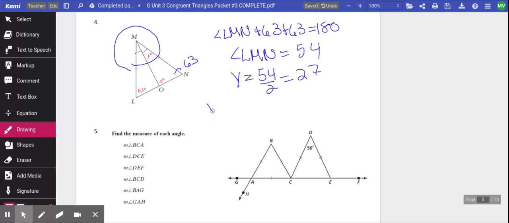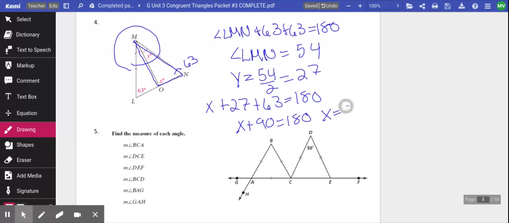Then for angle X, that's X plus 27 plus 63 equals 180, because this makes a smaller triangle. So that's X plus 90 equals 180. So X equals 90. Now there is a faster way that I could have realized to begin with, that this is an angle bisector in an isosceles triangle. Therefore, this is perpendicular because it's the perpendicular bisector.